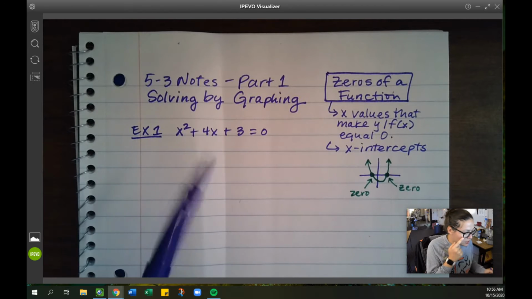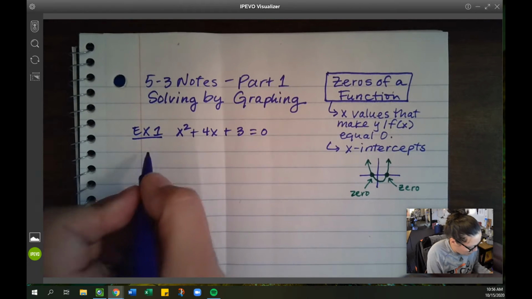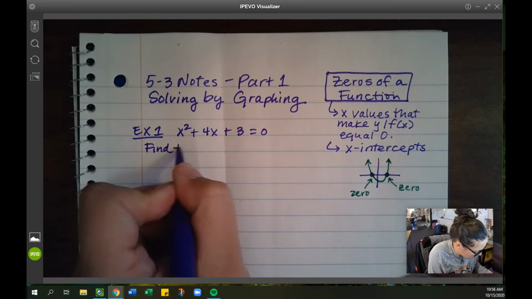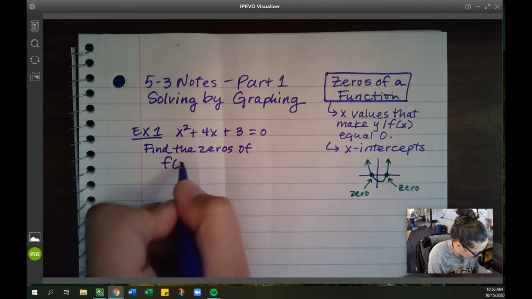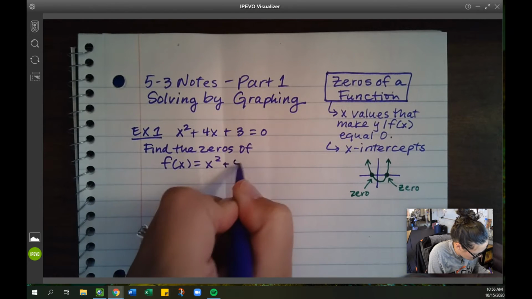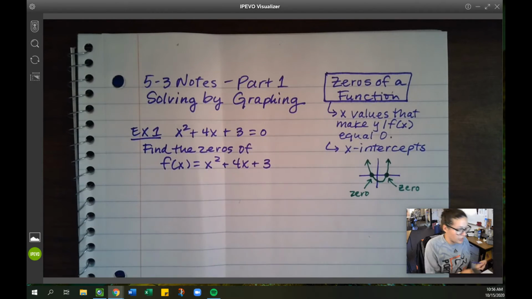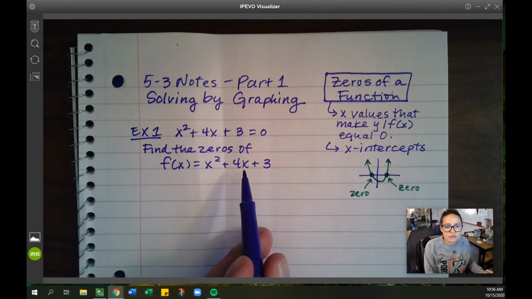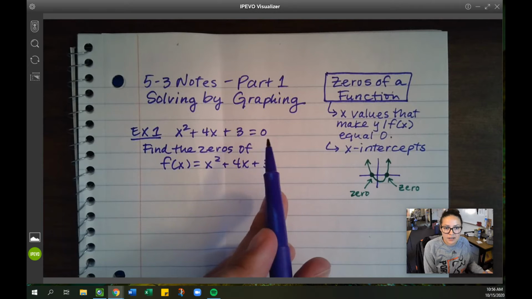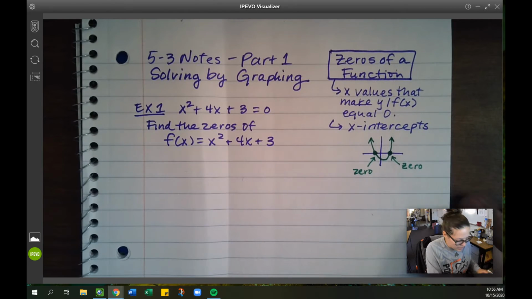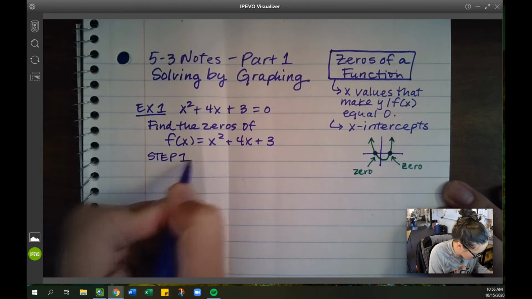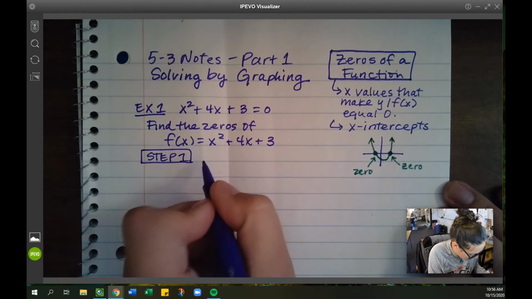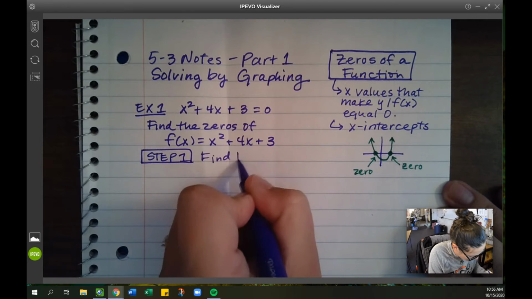So to solve this, we are going to find the zeros of f of x equals x squared plus 4x plus 3. And we're going to do it by creating a graph of this parabola to determine where it equals 0. And here are our steps. There's 3 steps. Step one is to find the vertex.